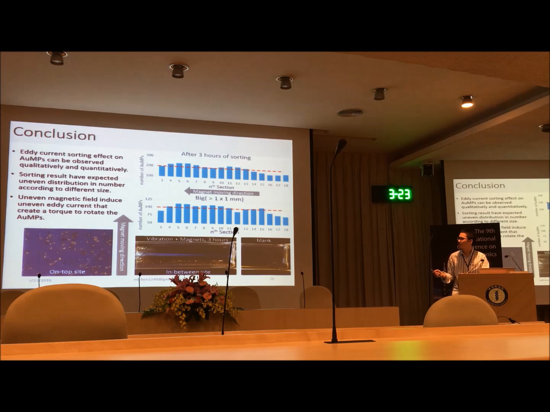Okay, I would like to conclude my work here. We successfully demonstrate that we can use eddy current to affect the size distribution of the gold microplates, and we observed that a time variant magnetic field can really move the gold microplates, and we have a nice result here. My talk is finished here, and questions and comments are welcome.